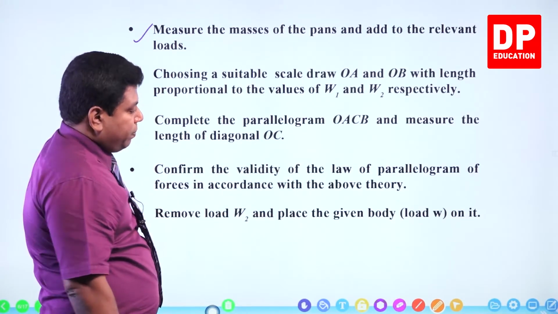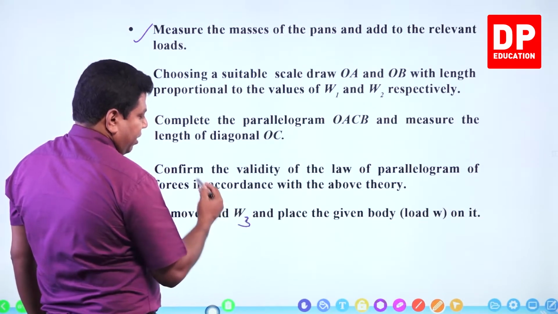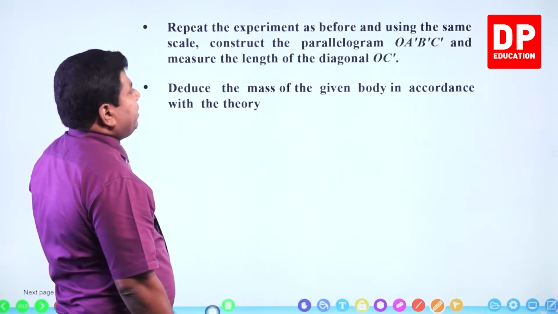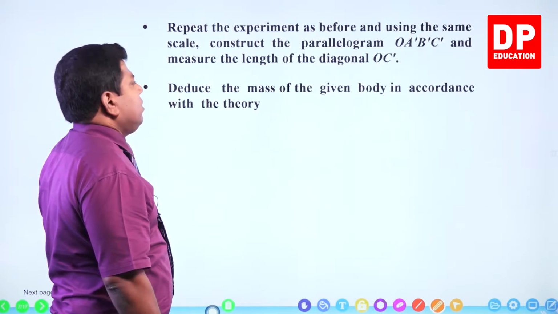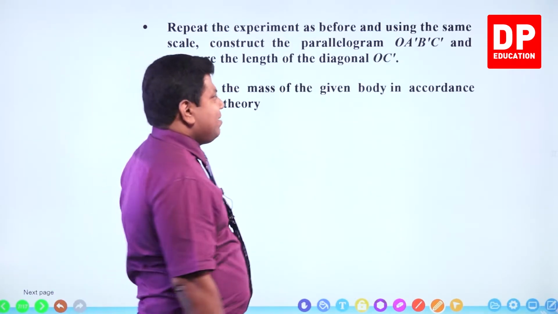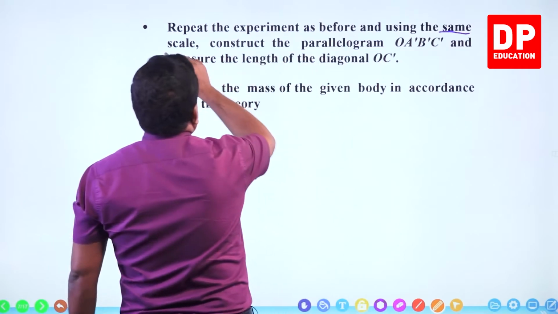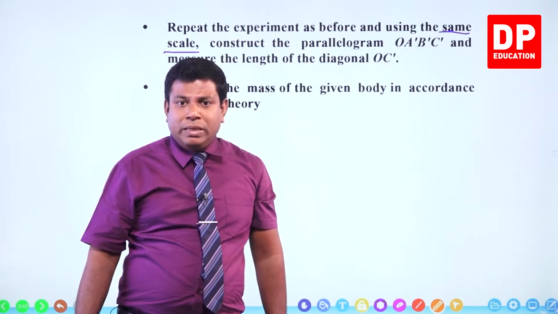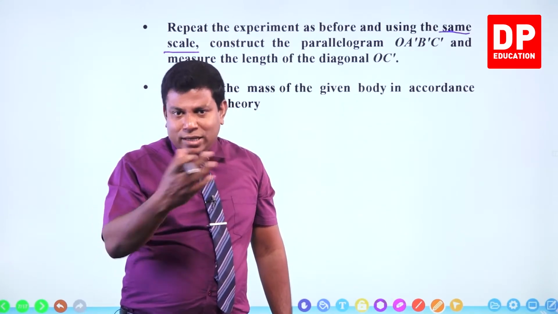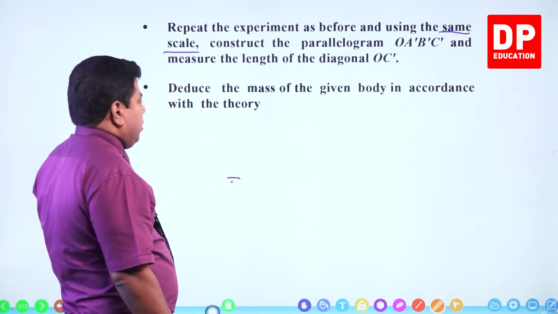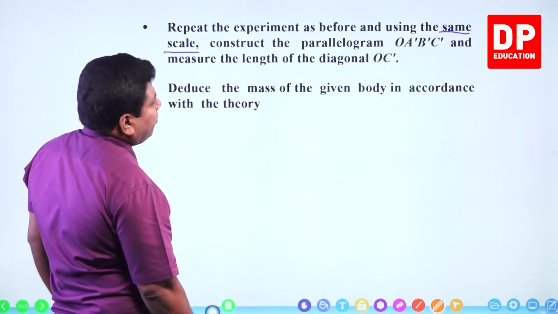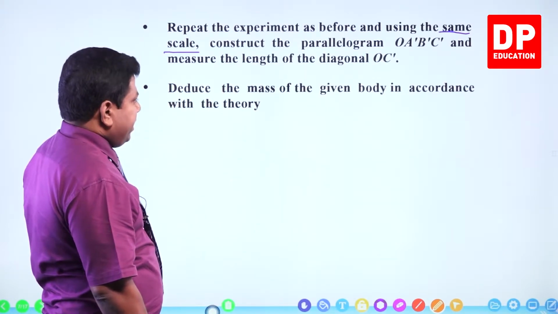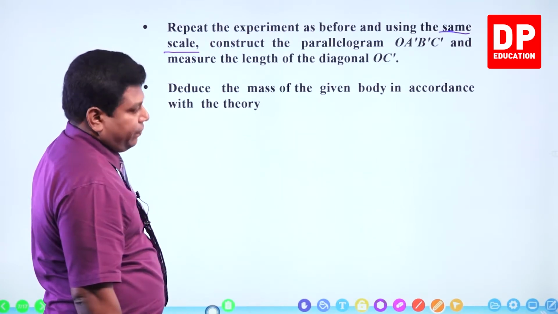Remove load W3, the middle one, and place the given body, the unknown load. Repeat the experiment as before, using the same scale, not necessarily the same scale, can be same scale, can be a different scale. Suppose if middle weight W3 is a very small one, then we have to change W1, W2 as well. Right, so according to the weight that you get, you have to adjust the other weights as well. Construct the parallelogram OA dash B dash C dash and measure the length of the diagonal OC dash. Deduce the mass of the given body in accordance with the theory.